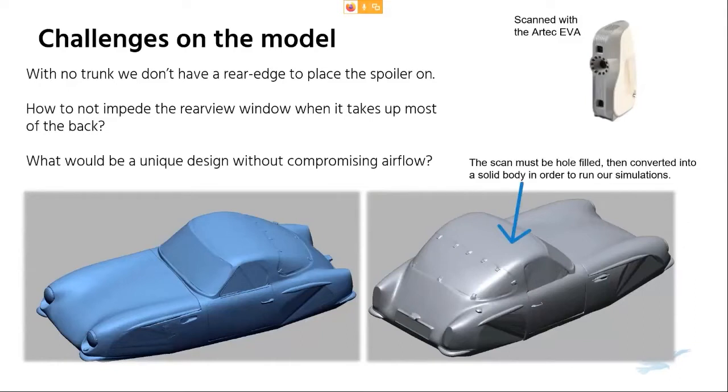We scanned this car first using an Artec Ava. It's a handheld scanner that we sell. Really great for objects the size of a car. Very little loss in any kind of precision, if any. And we then converted that scan into a solid body, so we have something a bit easier to work with.